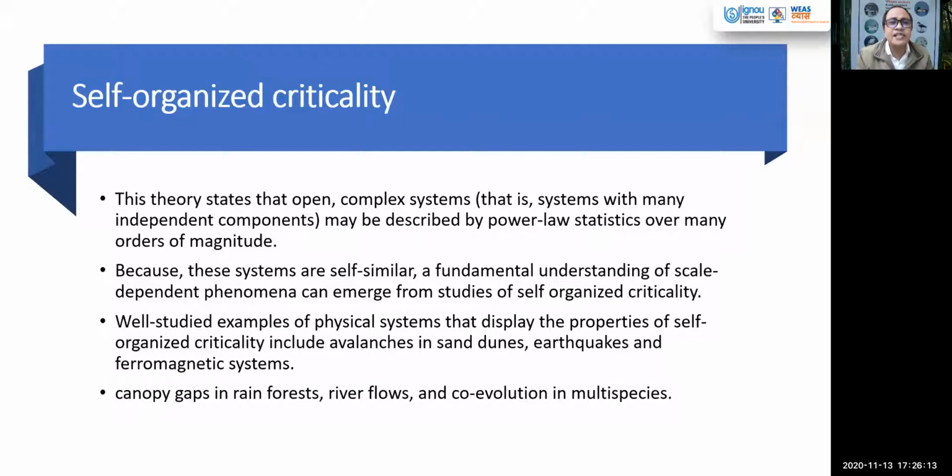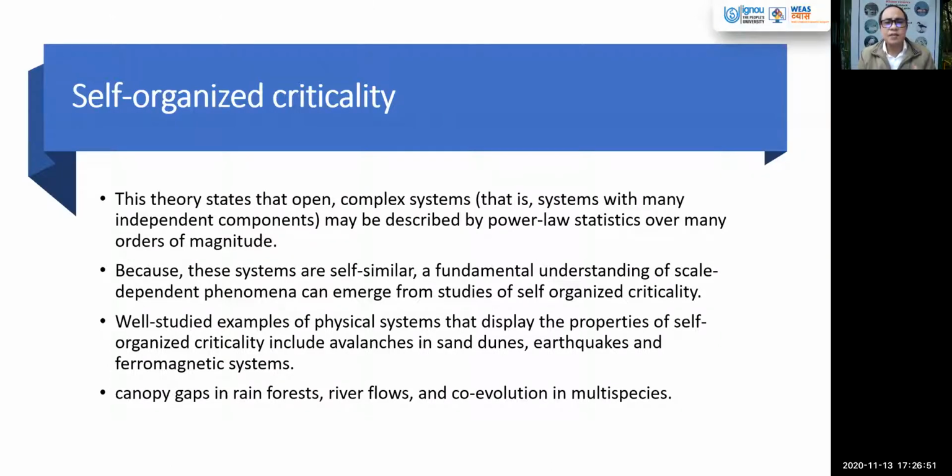The last one is self-organized criticality. This theory states that the landscape is open. We have virtual boundaries, but if you look into the landscape structure, it does not have a specific boundary, and the system is very complex, right? Because these systems are self-similar, a fundamental understanding of scale-dependent phenomena can emerge from studies of self-organized criticality. And in this way we can say that the ecosystem has its own way of remodeling itself.